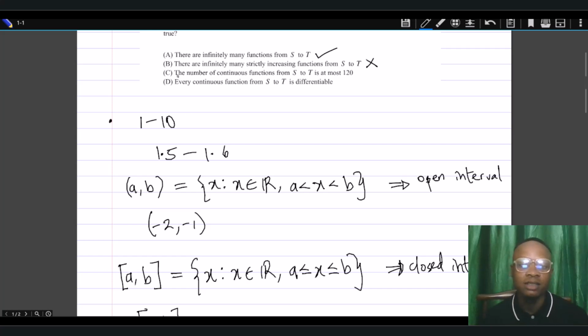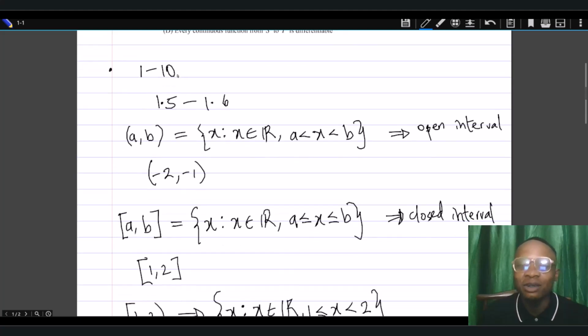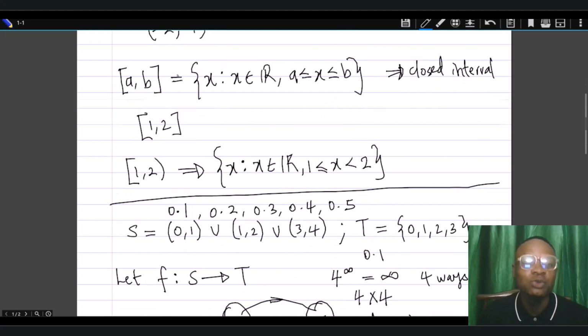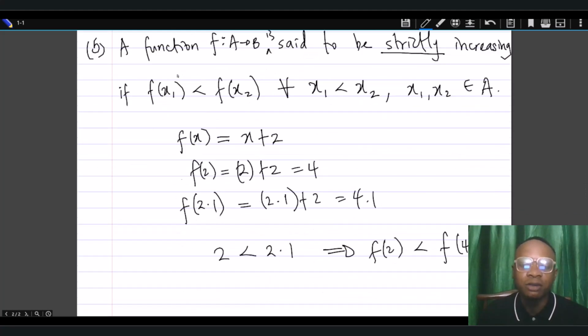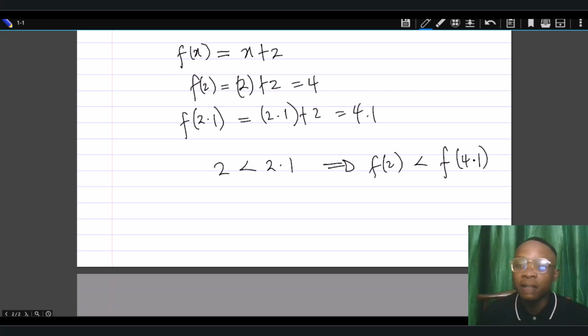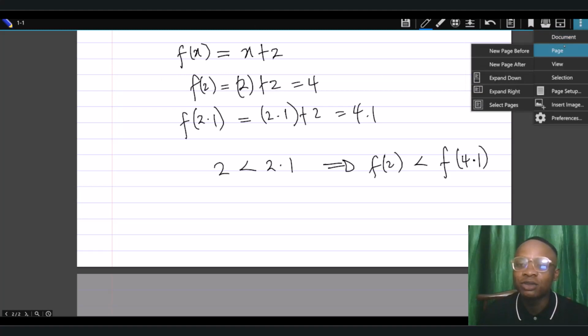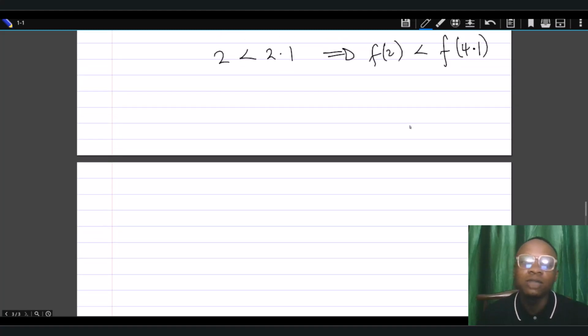Now we go to the next option. It says the number of continuous functions from S to T is at most 120, that is, it cannot exceed 120. So we should ask ourselves, what is meant by a continuous function from S to T? When do we say that a function is continuous? For a layman's definition, we say that a function is continuous when you don't have to lift your pen at all when you are graphing the function.